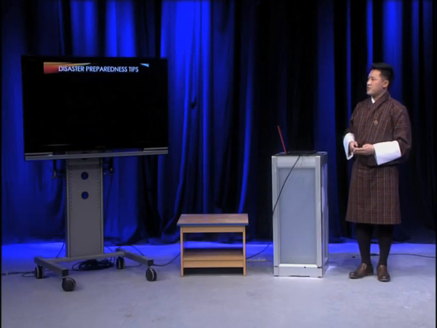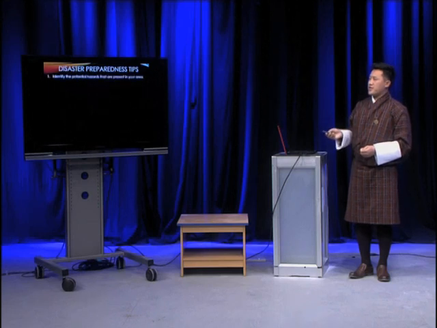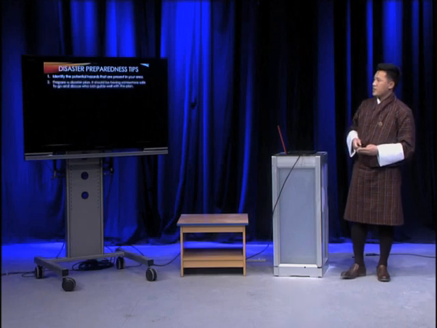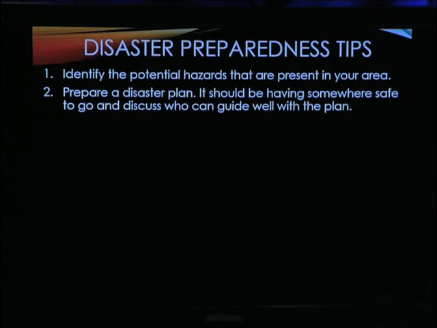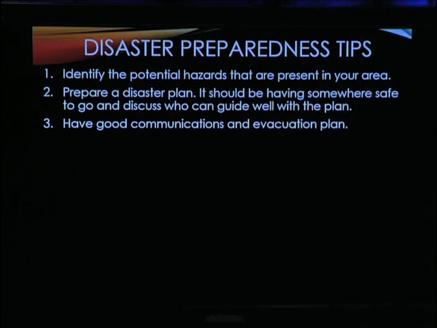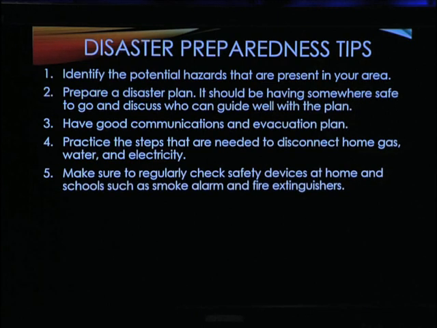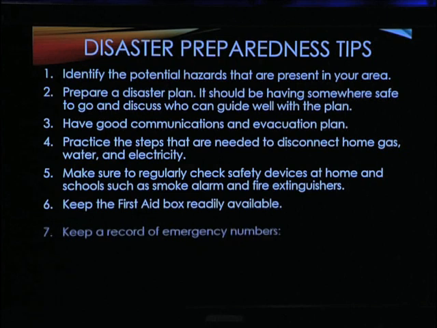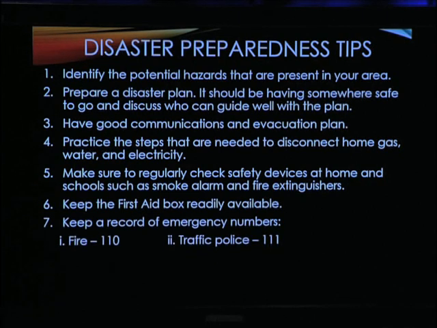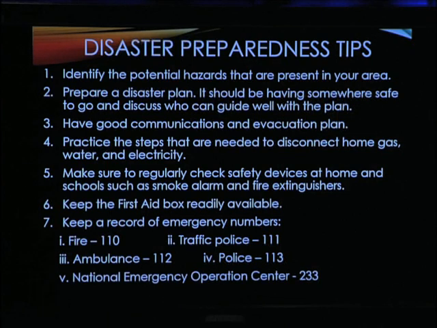Finally, let us learn some disaster preparedness tips. Identify the potential hazards that are present in your area. Prepare a disaster plan. It should include somewhere safe to go and discuss who can guide well with the plan. You need to have a good communications and evacuation plan. And you need to practice the steps that are needed to disconnect home gas, water, and electricity. Make sure to regularly check safety devices at home and school, such as smoke alarms and fire extinguishers. Keep the first aid box readily available. Keep a record of emergency numbers, such as fire, traffic police, ambulance, police, and National Emergency Operation Center.